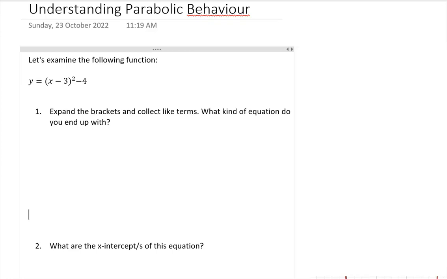Okay, so what we're going to do is examine an equation. You can see here we've got, as an example, y equals (x minus 3) all squared, subtract 4. If you have a look at that, you can see there's a square there, so there's probably a link to parabolas, but that's what we're going to explore in more detail. So first, what I'd like you to have a go at is to expand the brackets and collect like terms, and then what kind of equation do you end up with? So pause the video, have a go, and then unpause once you're finished.